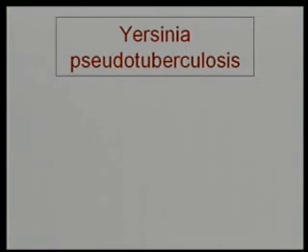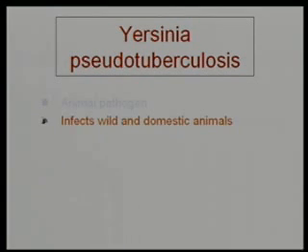Okay, Yersinia pseudotuberculosis, not a very common disease, and not very fatal either. As I said, the most important one in this group of organisms was Yersinia pestis. Like other pathogens, when it says animal pathogen, it is of course zoonotic, but the others were animal pathogens as well. This one is more prevalent in animals. It infects wild and domestic animals, both of them.